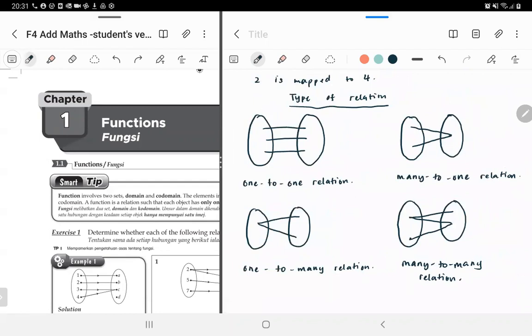Can I give you like 5 minutes to write it down? The question will ask what is the type of the relation. Then you will need to know how to write. When it asks about type of relation, there are only 4 choices for you: 1 to 1, many to 1, 1 to many, or many to many. Okay, take some time to write it down.